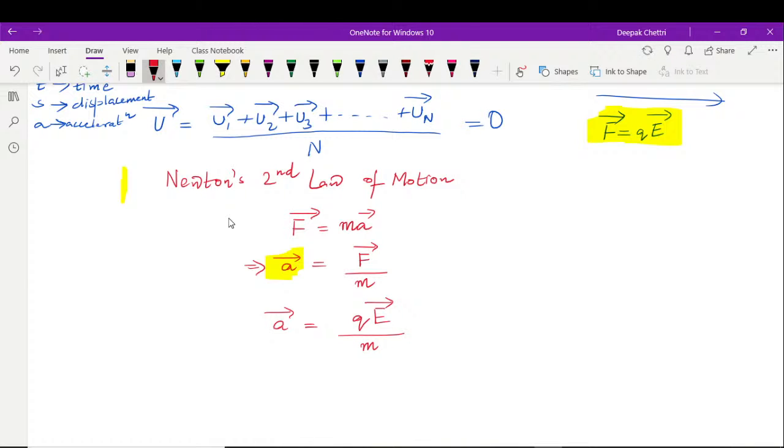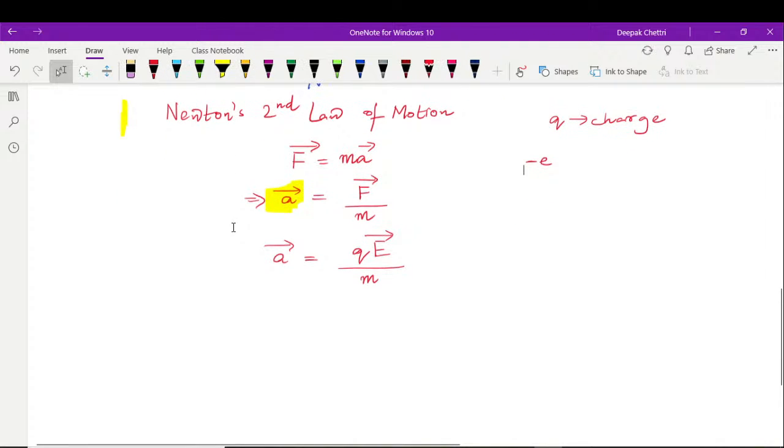Now Q, what is Q? Q is a charge, but in case of electron, what is the charge of an electron? Charge of an electron is written with small e with a negative sign, right? The value of e is 1.6 into 10 to the power minus 19 coulomb, right? So that is the charge.